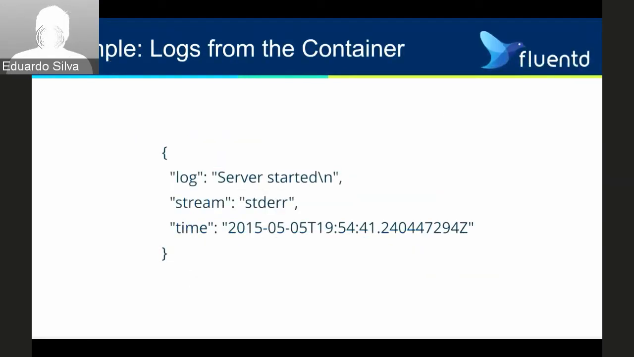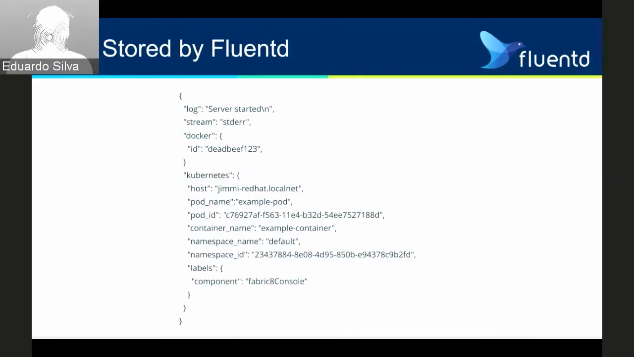So if you look at a bare Docker container log, it's quite simple. The log message is in the log field. It has a stream field, which tells us whether it went through standard output or standard error, and of course you have a timestamp with nanoseconds. But when you push this into Elasticsearch, you get something more complex. You get the same log, the same stream, and you get some metadata. This metadata was appended by the Kubernetes filter, for example, the Docker ID, the Kubernetes host, the pod name, pod ID, container name, namespace ID, labels, and annotations if they exist.